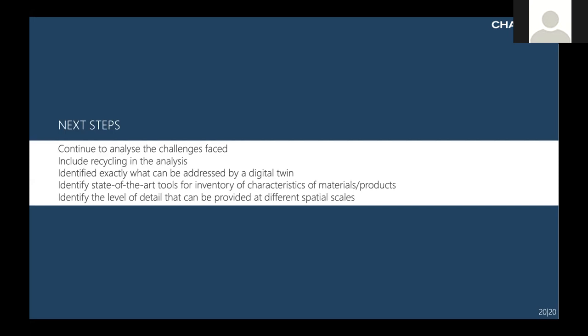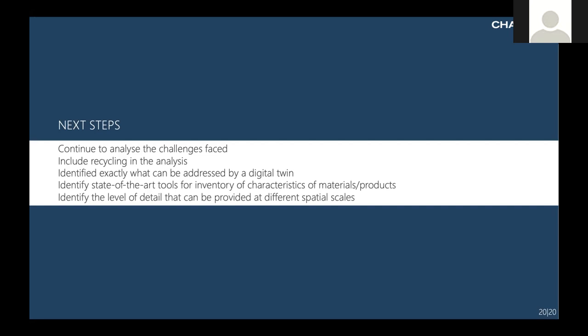So we are going to continue to analyze the challenges faced. Then we're also including recycling in the analysis. And once we have all of this work done, we'll start identifying exactly what can be addressed by digital twin. And from there, also look into state-of-the-art tools for inventory of characteristics of materials and products. And again, some of the presentations here today have already shown us good examples of what could be connected to a digital twin to be able to provide information for this process.